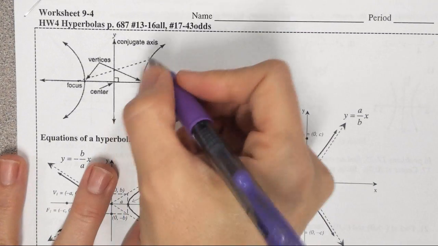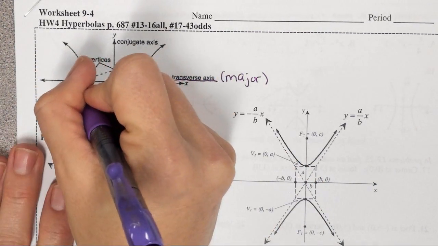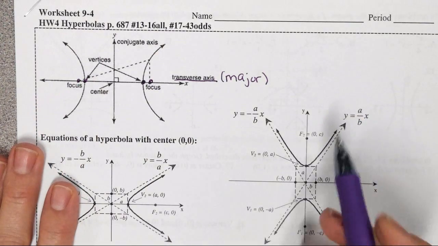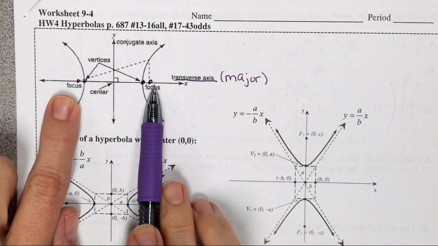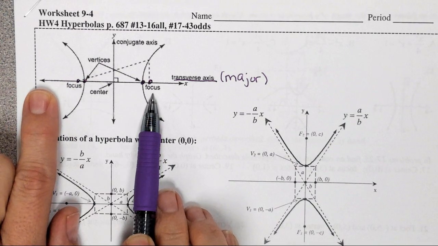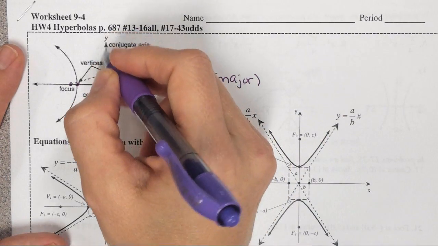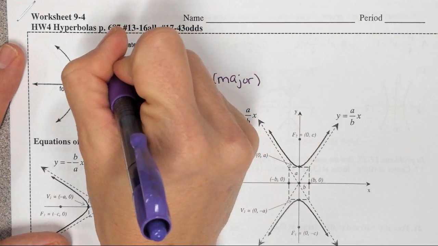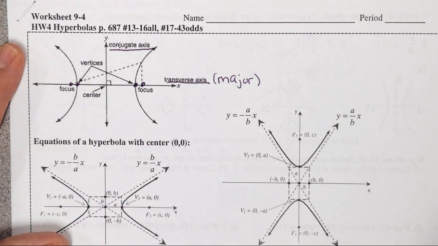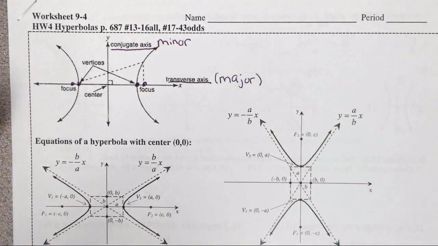We're still going to have a focus. We're still going to have vertices. We're still going to have a center. Is the focus still on the inside of the vertices? Yeah, that's still the same. So none of that changes. Instead of calling the other axis the minor axis, what do they call it? The conjugate. This used to be called the minor. Now it's called the conjugate.